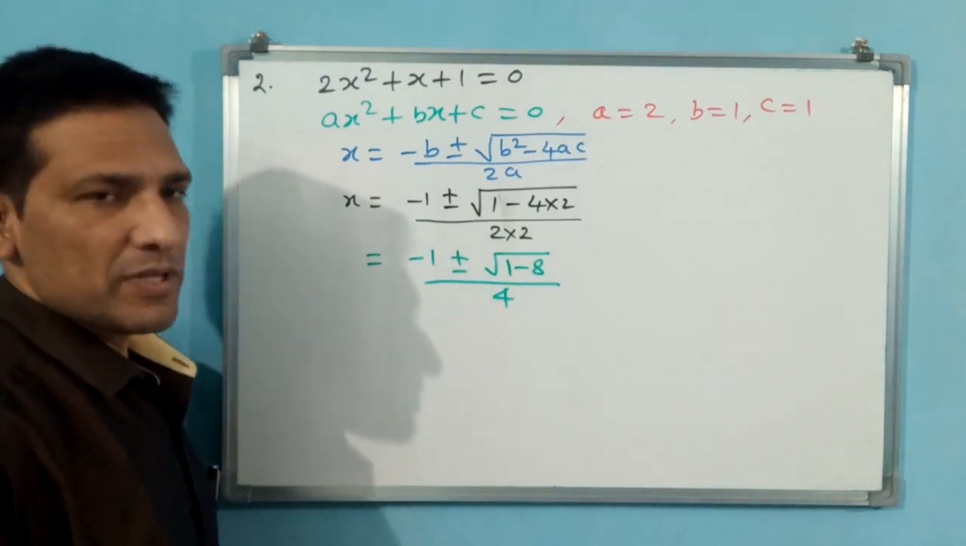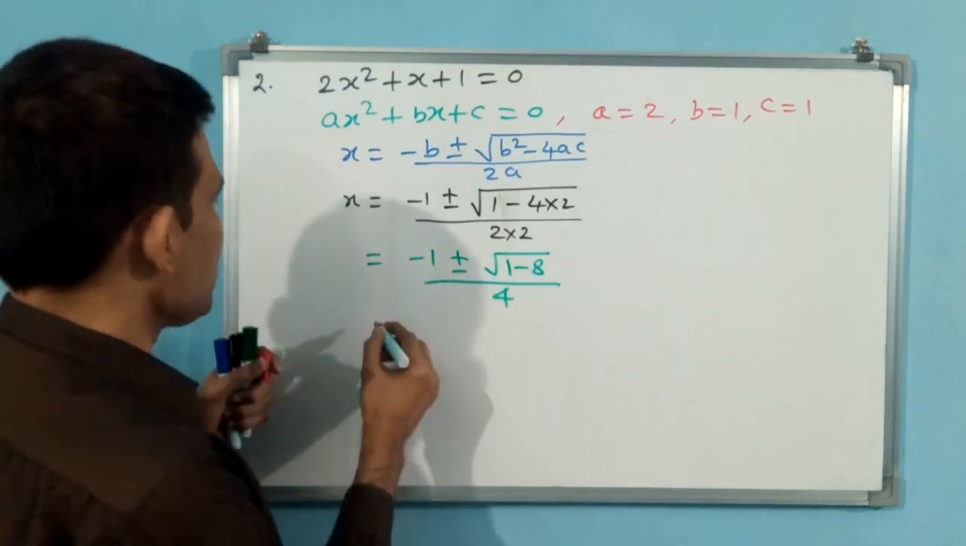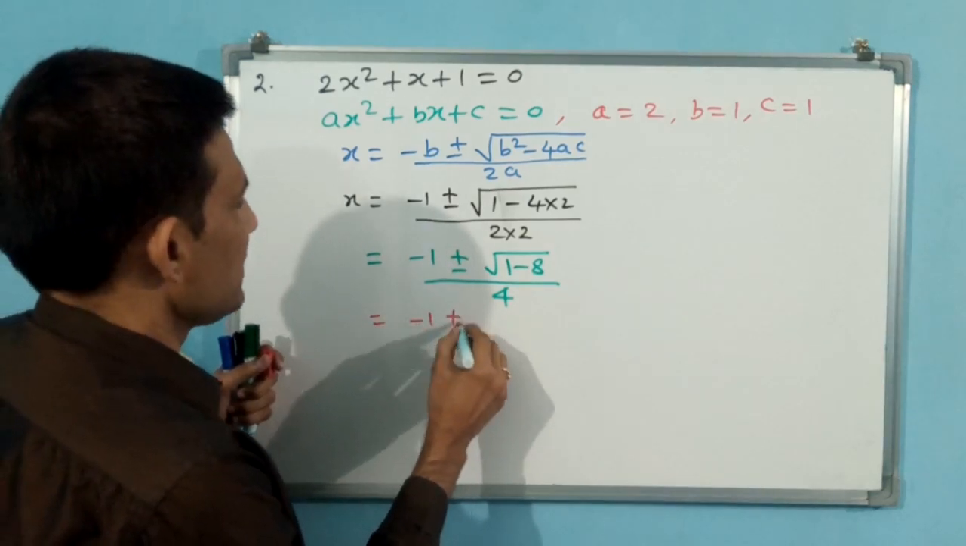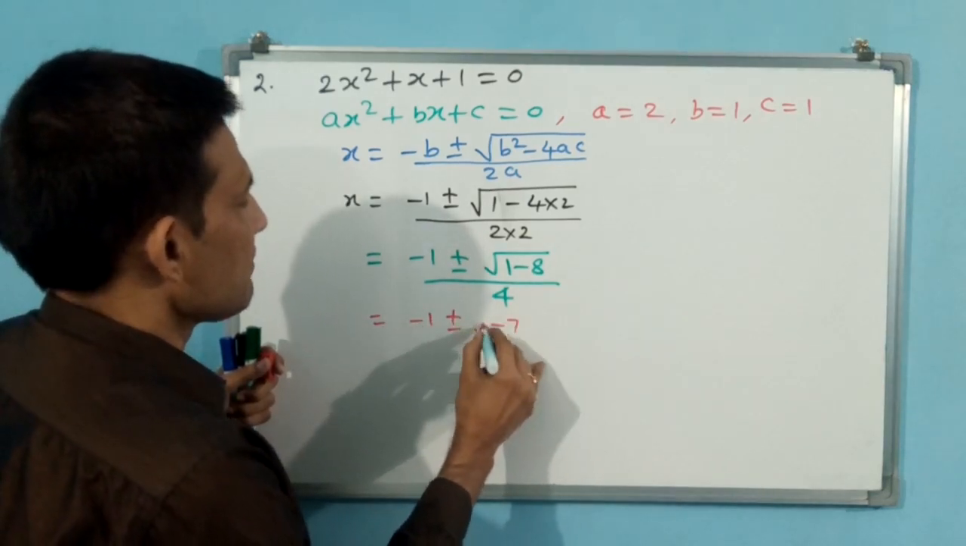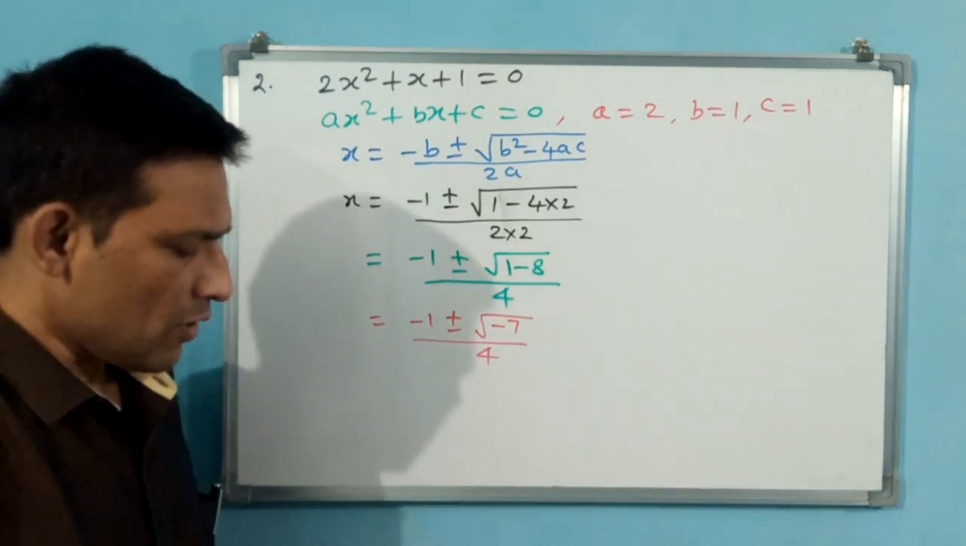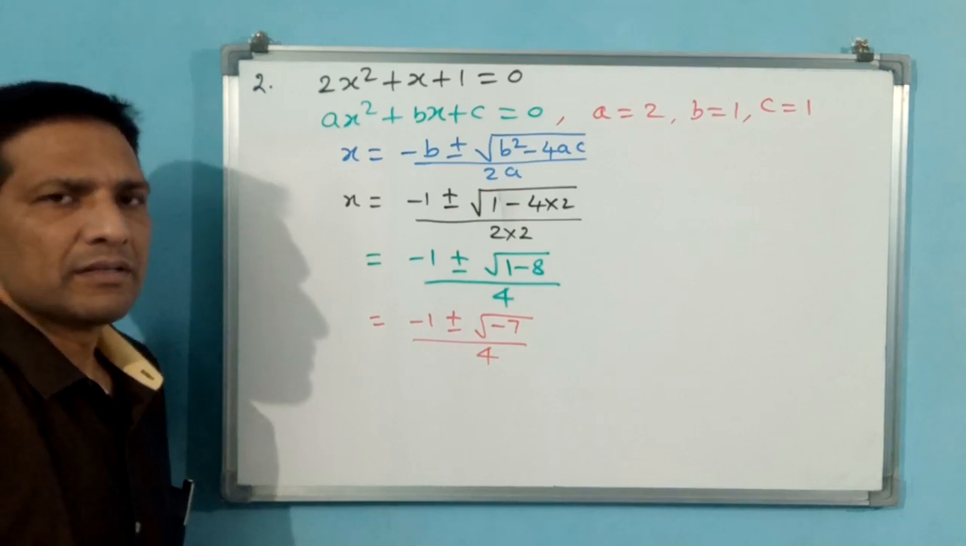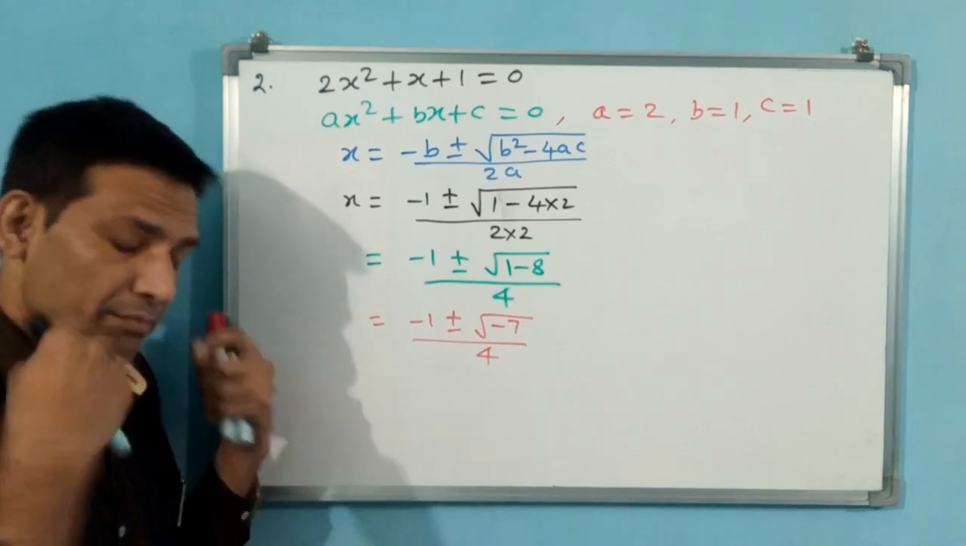1 minus 8 means how much it will come? 8 minus 1 is 7, so 1 minus 8 is minus 7. You write minus 1 plus or minus square root of minus 7 under root by 4. Okay. Now you have to think. Minus 7, how can you write? Minus 1 into 7, but in your brain only you write.